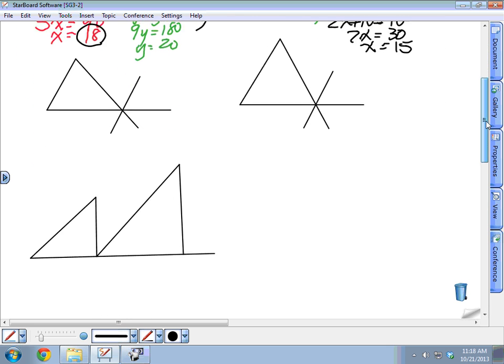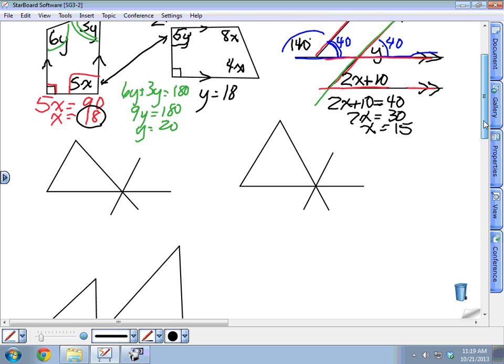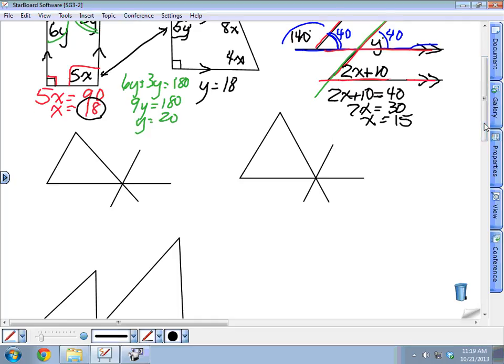Okay, let's go on to number 4. Keep that one up. You can watch this video later tonight. Okay. Number 4 is over here. And here we've been given this line and this line as parallel. We have 70 degrees down here, y degrees here, 40 here, and x degrees here.